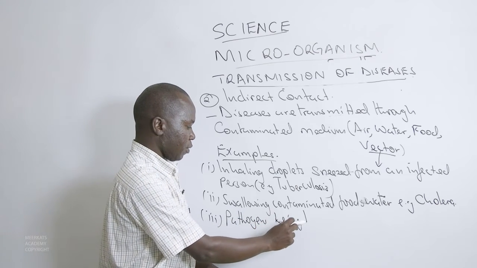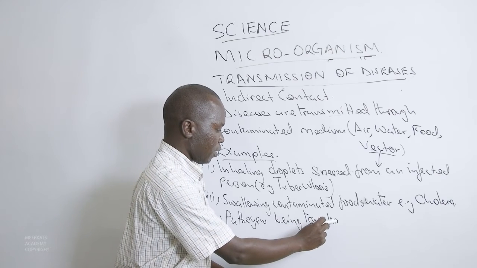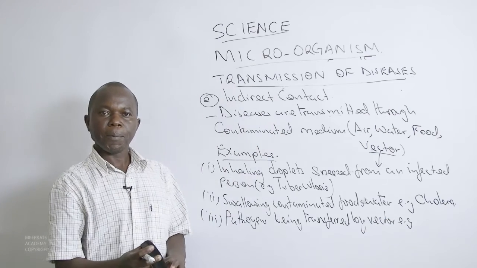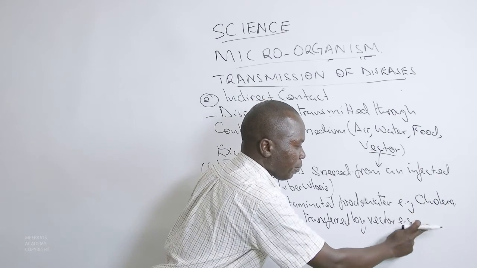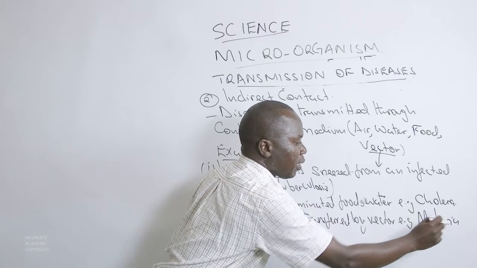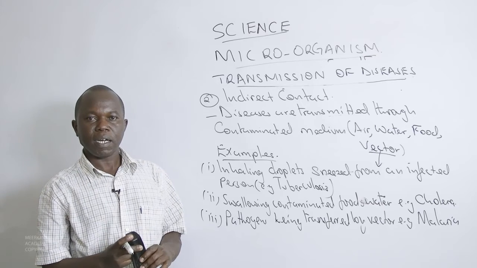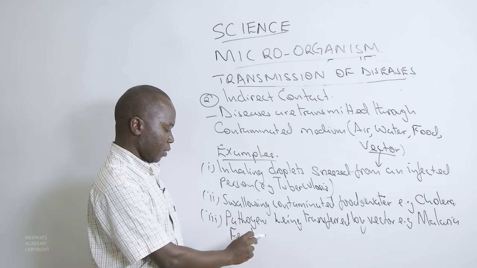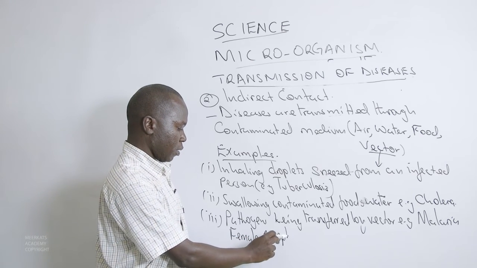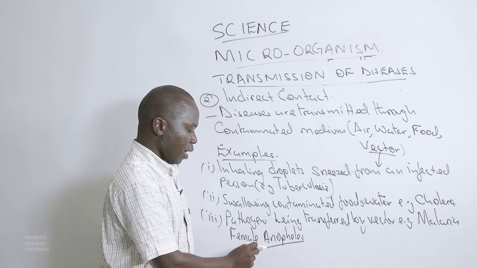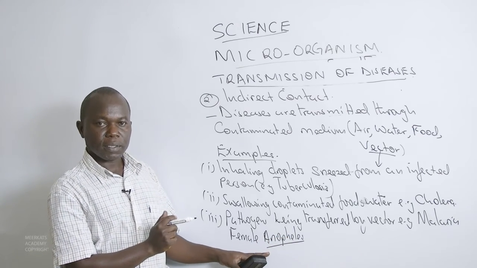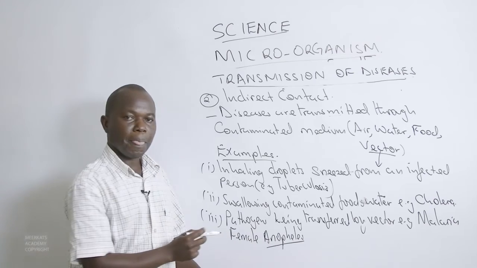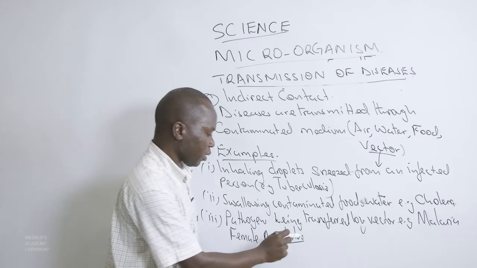And then others include pathogens being transferred by vectors. A very good example we have given is malaria. Malaria is transmitted by a vector, and that vector is called the female Anopheles mosquito. The word Anopheles is scientific and it's generic. We have said any generic name must start with a capital letter, and the rest are supposed to be small letters, but you underline. So Anopheles is generic, female Anopheles mosquito.